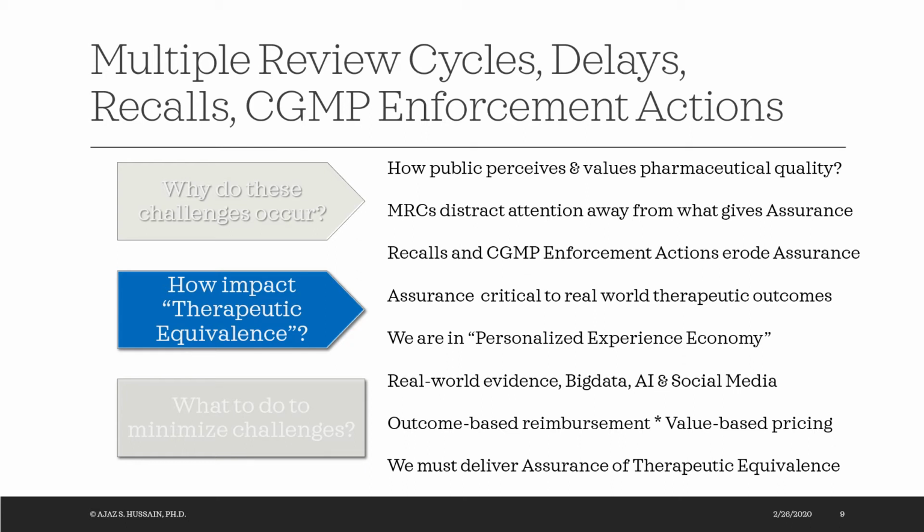Multiple review cycles, in my experience, often distract attention away from what gives assurance. For example, the Apotex first generic Nasonex took 8 years. It centered around just the question of having to repeat the clinical study and the whole issue of polymorphism and particle size. And that debate, did it add value or did it take away from the assurance of quality that patients need?